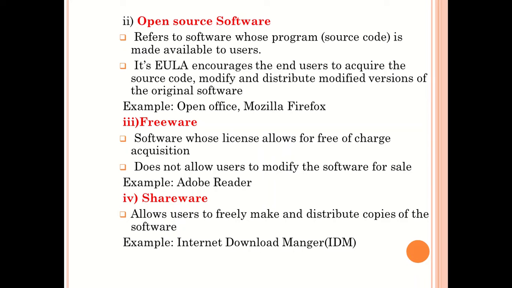Number 2, under classification according to end user license agreement, is open source software. With this software, the source code is made available to all users. An example of this is OpenEMR. OpenEMR is a hospital management system, a health record management system that is provided for free. So you are just supposed to do the customization and then you are good to go. You can use it the way you want to use it.